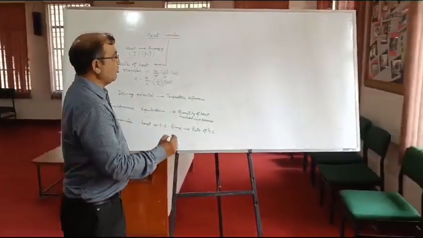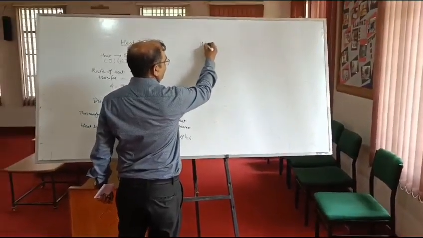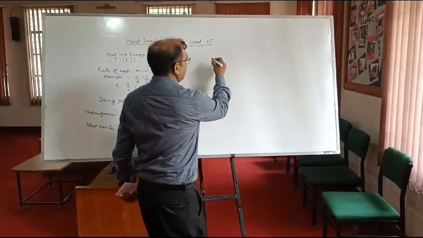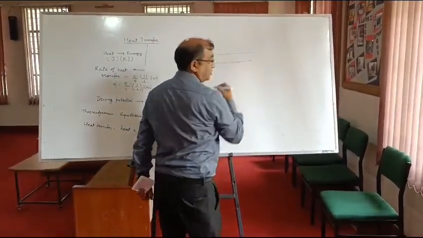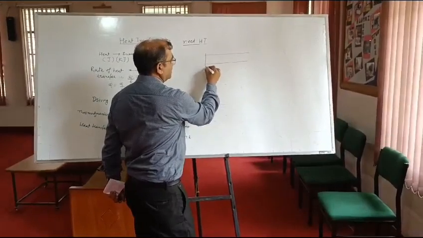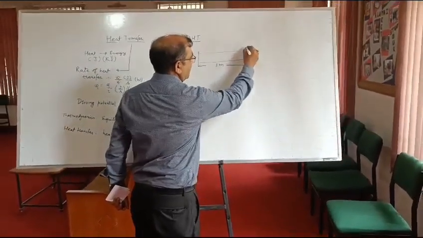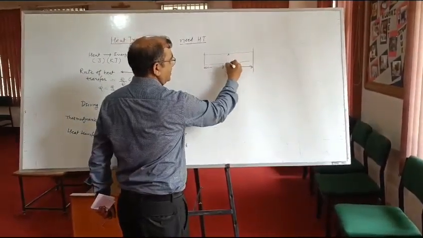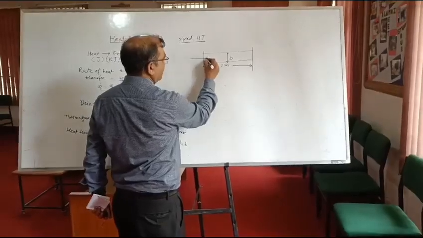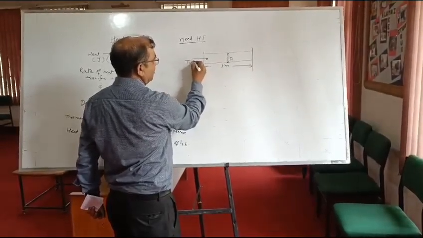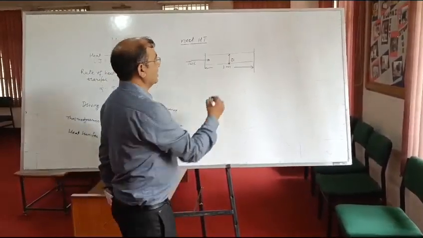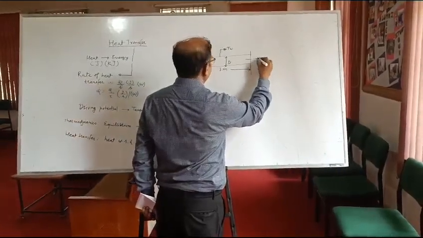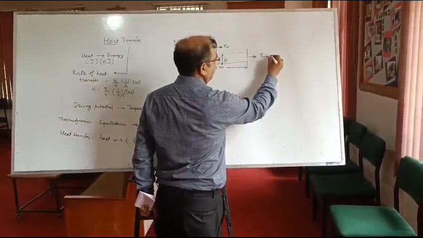Now, what is the need of heat transfer? Suppose there is a pipe. Let us take its length as 1 meter, and it has a certain diameter d, through which water is flowing, whose inlet temperature is TWI. The pipe wall temperature is TW, and we have to find out the exit temperature of water.